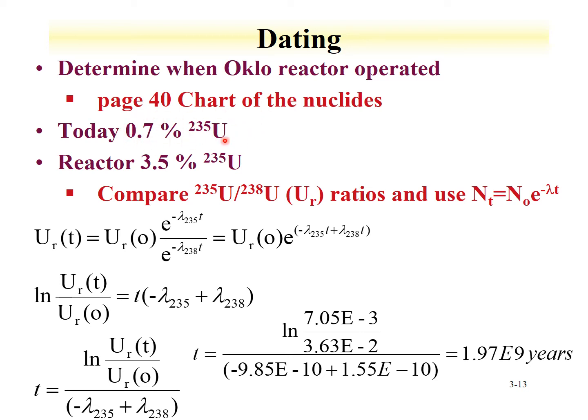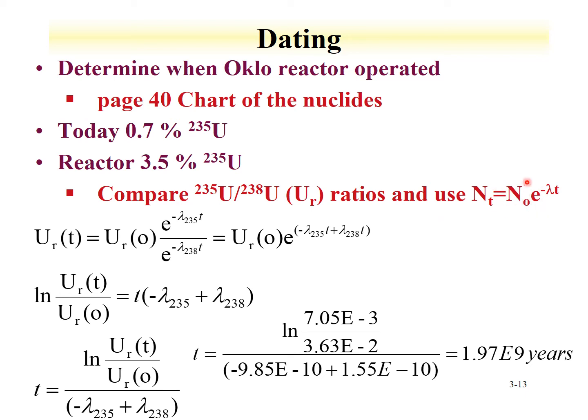Today, 0.7% of uranium is 235. And if we look at a natural reactor with light water, with regular water, the uranium-235 needs to be at 3.5%. The half-life of uranium-235 is shorter than the half-life of uranium-238. So fundamentally there's a clock set up: if we know what it is today, we want to find what that ratio was at time 0. So let's compare the 235 to 238, and we'll call it this uranium ratio, and use our regular decay equation.